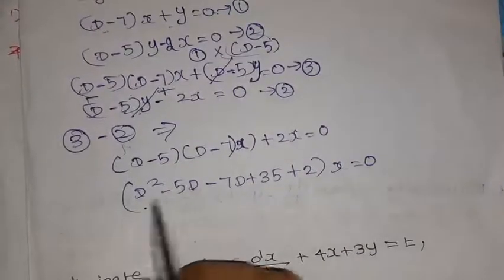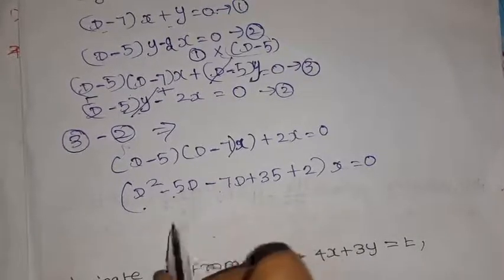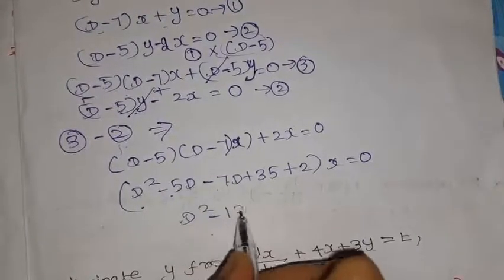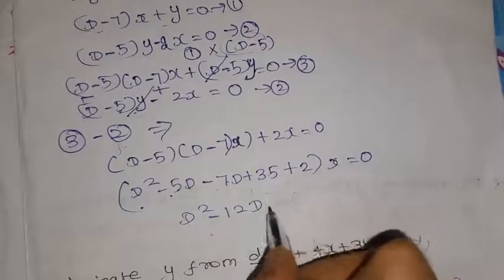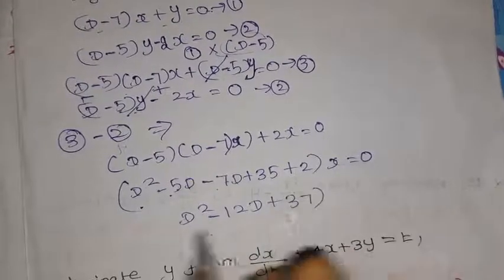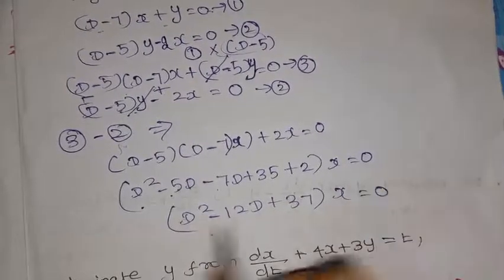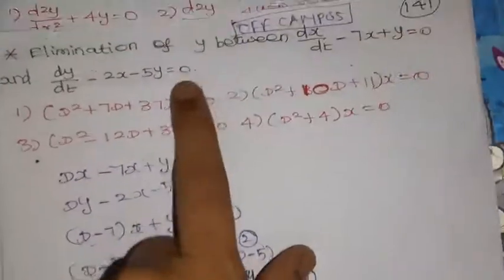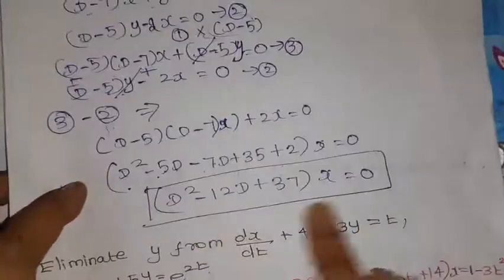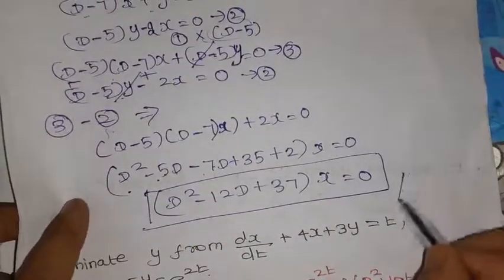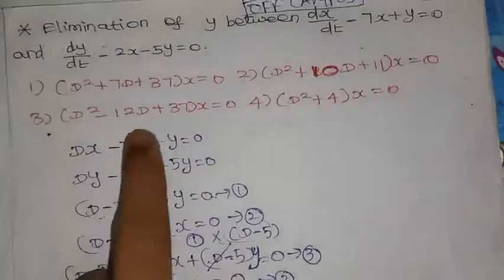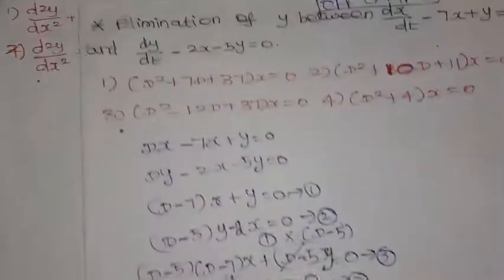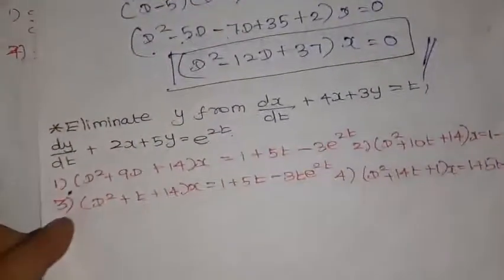So (D squared minus 12D plus 35 plus 2, that is 37) into x equal to 0. So here we have eliminated y from this equation, and there is no y. So this is the answer: (D squared minus 12D plus 37) into x equal to 0. Option 3 is the right option. We'll move on to the next problem.